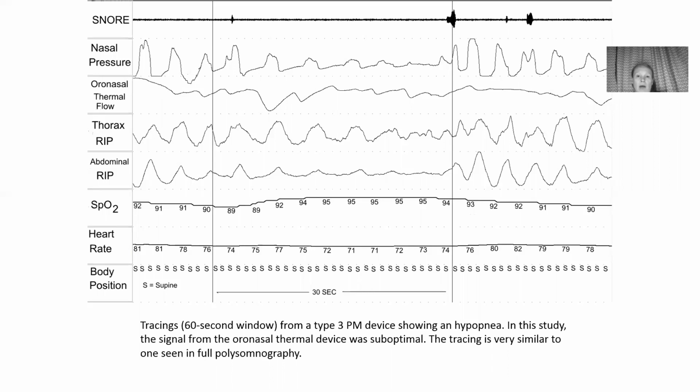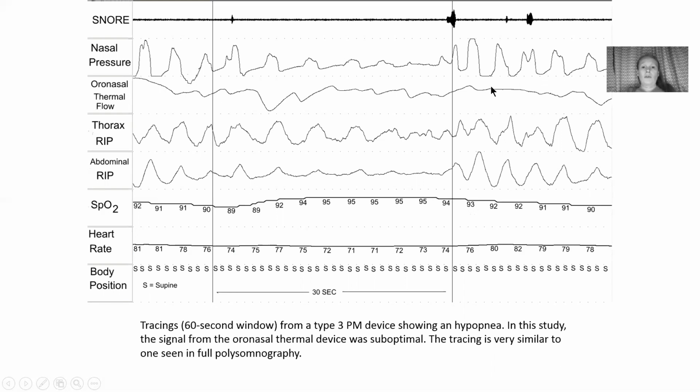Here's an example of a portable monitoring device, a type 3, and you can see the nasal pressure transducer, the oral nasal thermal flow, the thoracic and abdominal rib belts, your SpO2, your heart rate, and then your body position. In this example here, we see a hypopnea, and remember, we use our nasal pressure transducer channel to identify that. And you start where you see a clear decrease by 30% in the waveform, which I see right here. I would end this event right here, because here it looks like it goes back to baseline breathing.